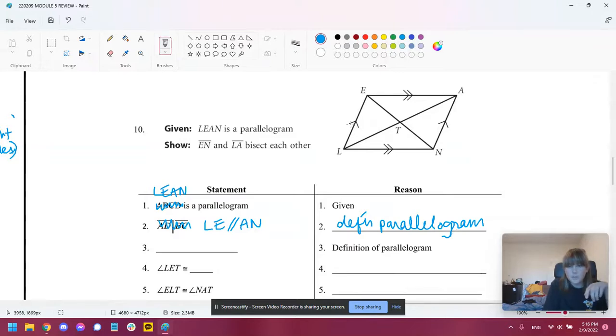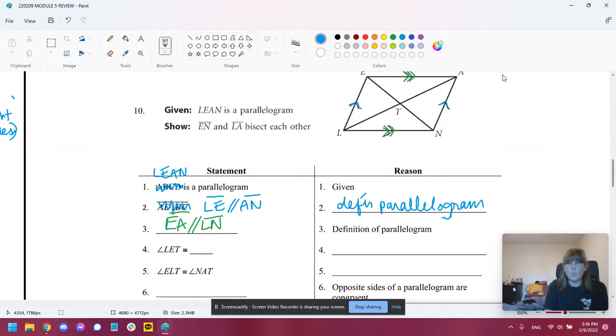And that's what I just wrote for these ones. These ones are also parallel by the definition of parallelogram, which is what's going to go here. EA and LN by the definition of parallelogram. The definition only says the two sides are parallel.